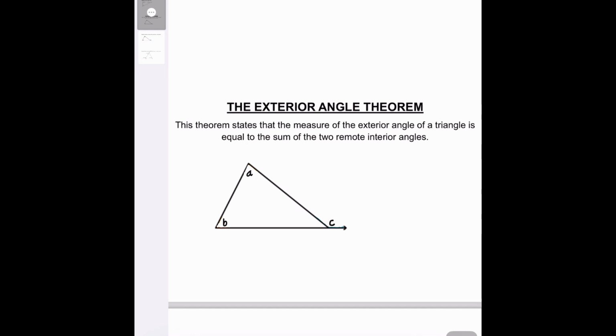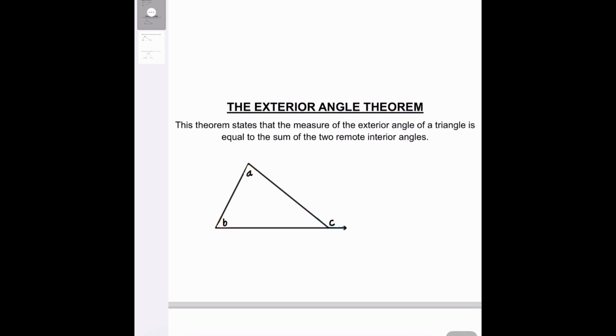In this video, you will be learning how to find the measure of the exterior angle of a triangle based on the exterior angle theorem. The exterior angle theorem states that the measure of the exterior angle of a triangle is equal to the sum of the two remote interior angles.